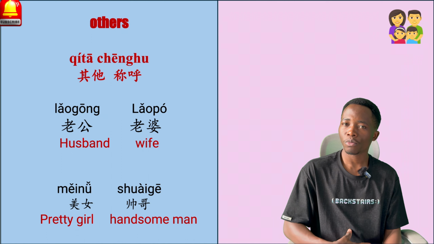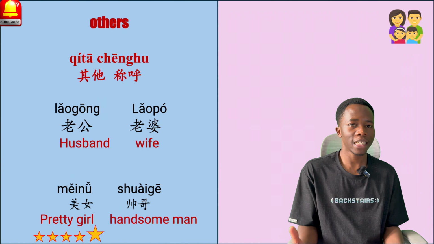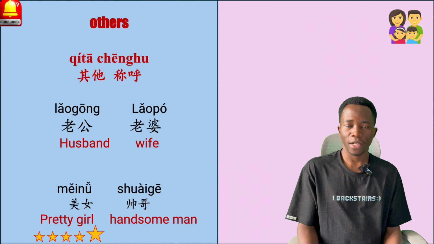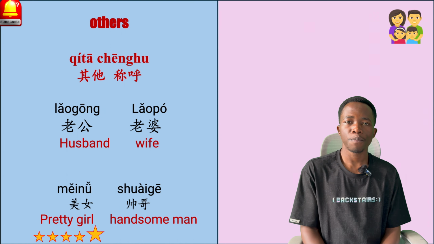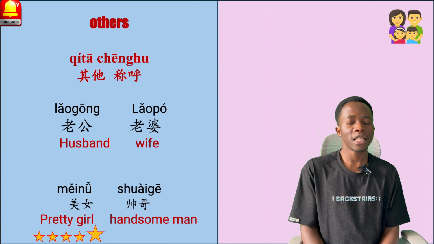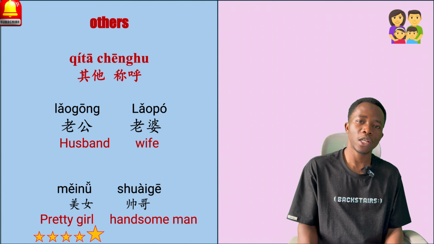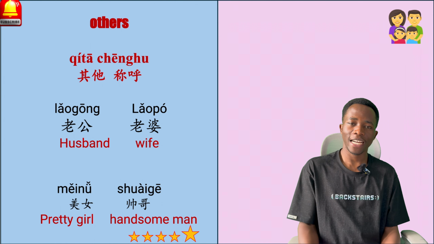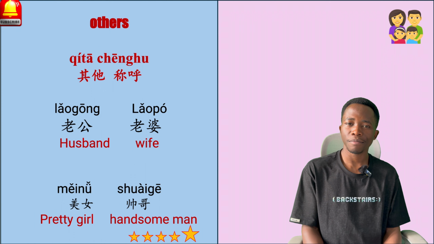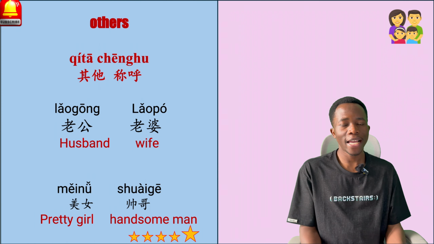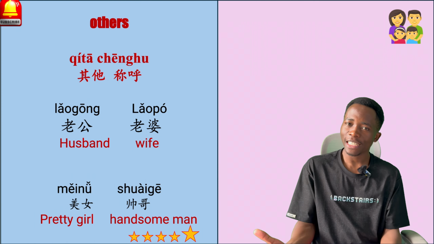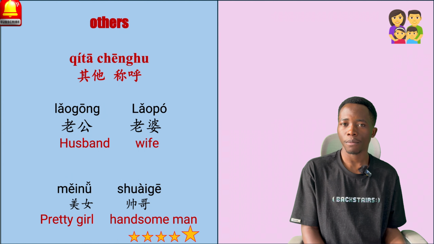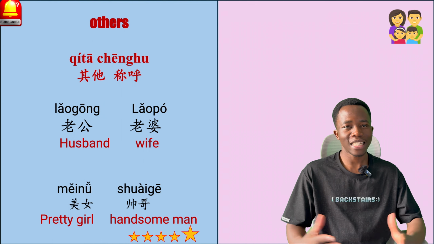我的老公, 我的老婆. Pretty girl is also used to address any girl you meet. You can call her 美女. The meaning is pretty girl, but you can call anyone that, whether she's pretty or not. 美女. And for a guy, you say 帅哥. 帅 stands for handsome, 哥 like a big brother. 帅哥, 美女, 帅哥. That's the end of today's lesson.